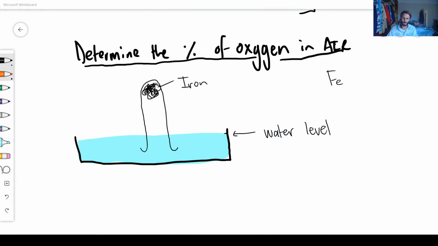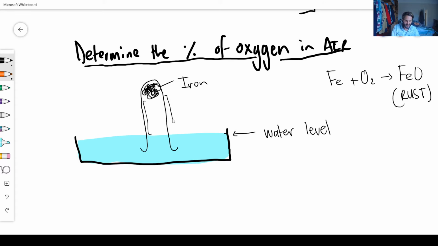And we know the reason for this. Iron can combine with oxygen to form iron oxide. Now, iron oxide is otherwise known as rust. It's that orange component.